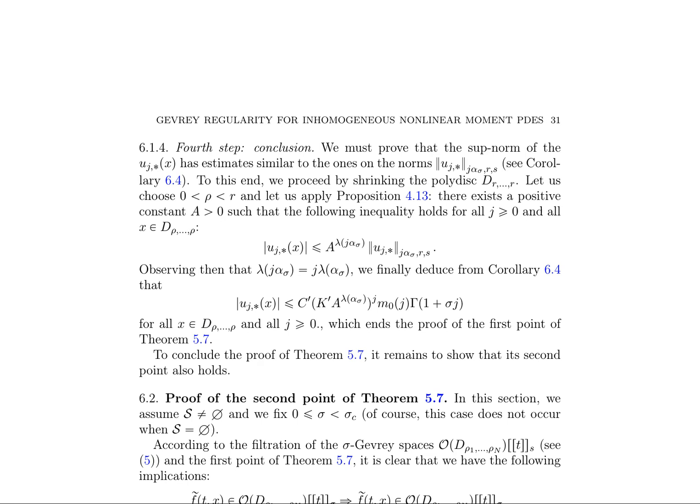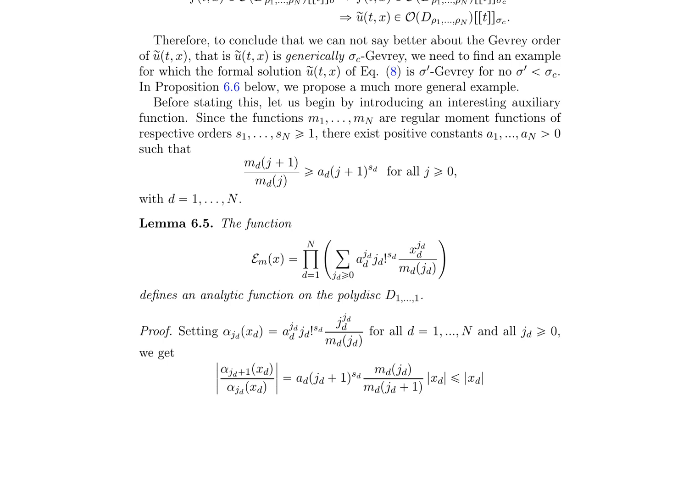To further analyze the Gevrey order of the formal solution u(t, x), the authors introduce an auxiliary function e_m(p, x). This function is defined as a sum of products involving the moment functions m_d(p) and their derivatives. They then prove that e_m(p, x) is an analytic function on a specific polydisk.